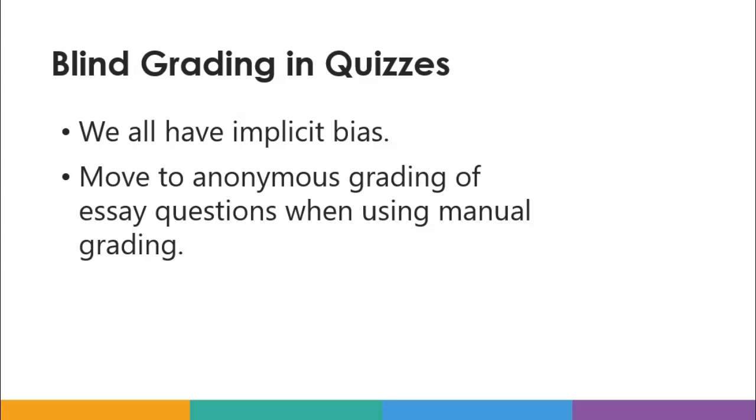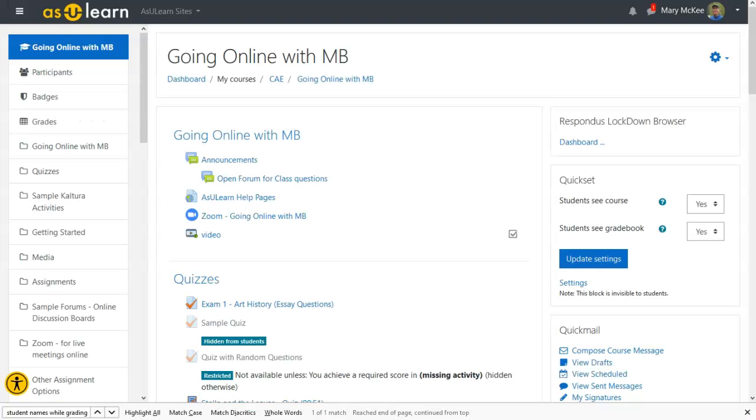In this video, I want to show you how you can set up blind grading or anonymous grading if you're grading essay questions that are part of As You Learn quizzes. Let's get started. This blind grading tip is only relevant if you use quizzes, if you use essay questions, and you use manual grading.